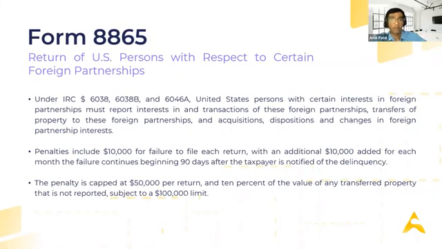And again, there are various categories and schedules that you need to report that we are not going to discuss today. But if you miss out filing Form 8865, when you are supposed to attach that with your return, the penalty starts with $10,000, and it can go as high as, like you see, the last line, penalty is kept at $50,000 per return, and 10% of the value of the property transferred which is not reported, and subject to a $100,000 limit. So again, a huge penalty.